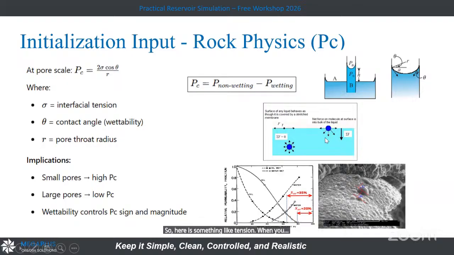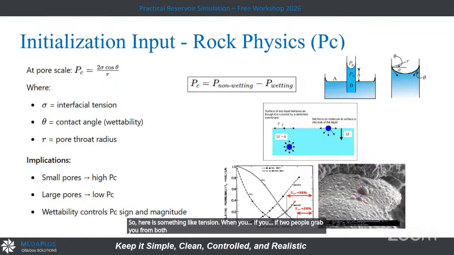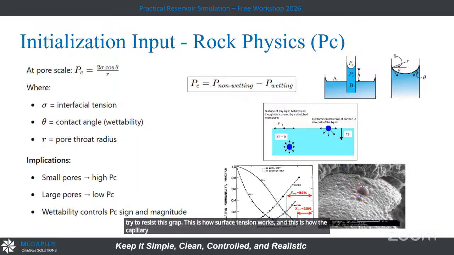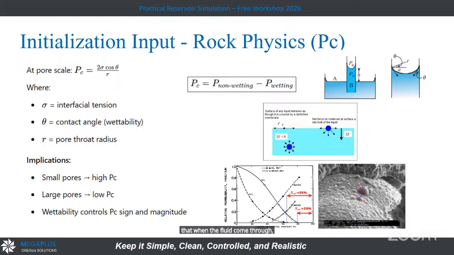If two people grab you from both hands, you will do no effort. But if someone pulls, you will be tensioned. You will try to resist this grab. This is how surface tension works, and this is how the capillary work depends on that. When the fluid comes through a solid or the grains, there is something called adhesive force. It could be attracted by the adhesive force of the solid. So something called capillarity happens, and this capillarity will raise the fluid from the free water level with distance. We call it the transition zone according to the capillary pressure.